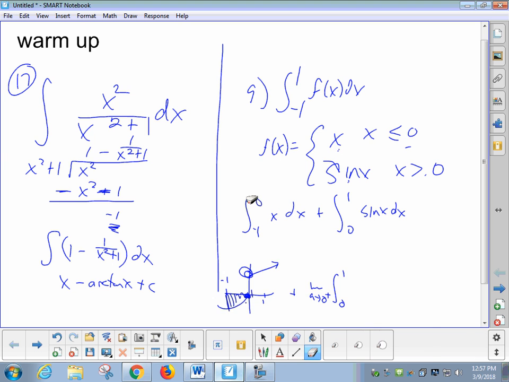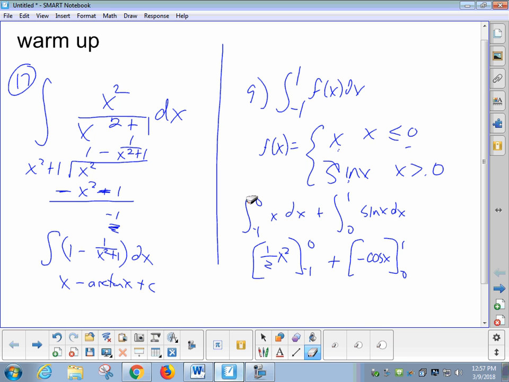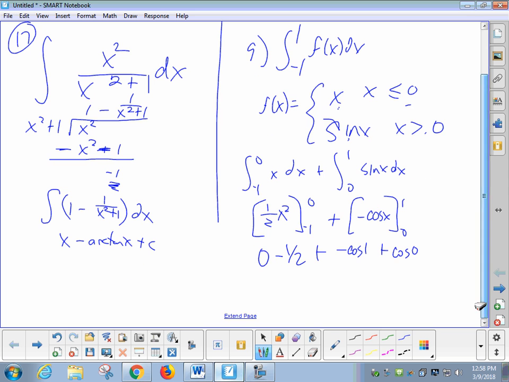Are you good from there, I assume? Yes? Make sure you anti-differentiate that. It's rather simple, but it's got a little bit of a tricky part there. It's negative cosine. So did you get 0 minus a half plus negative cosine of 1 plus cosine of 0? Yeah. So maybe 1/2 minus cosine 1.